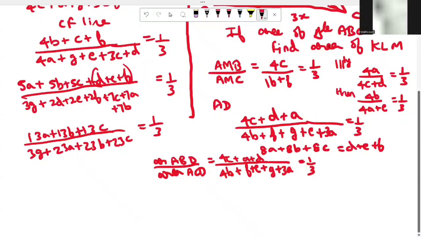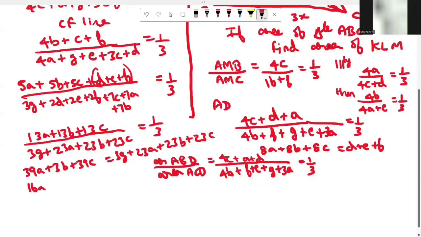Then we cross multiply. We have 39A plus 39B plus 39C is equal to 3G plus 23A plus 23B plus 23C. So after subtraction, we get 16A plus 16B plus 16C is equal to 3G. So we got every term related to G. This helps us to find the value of G.